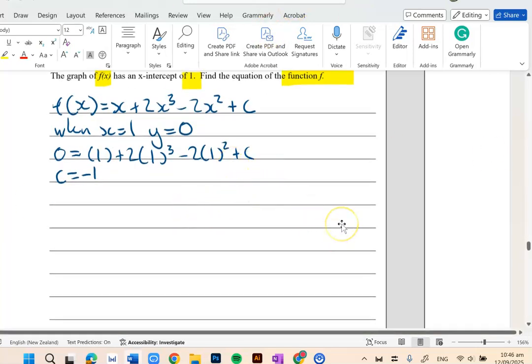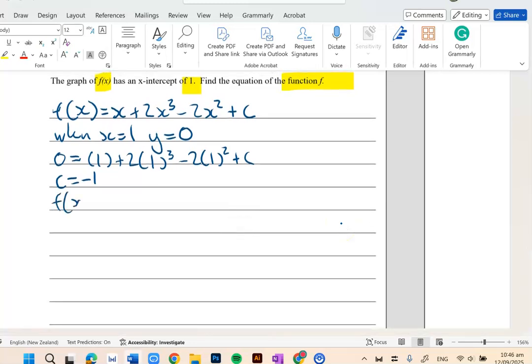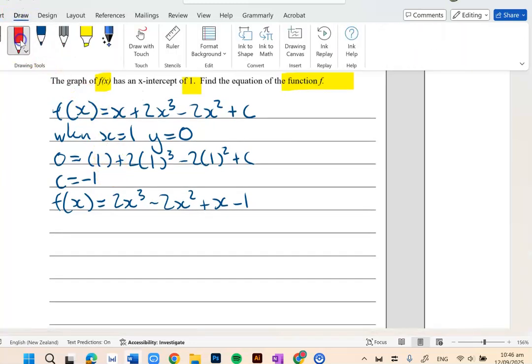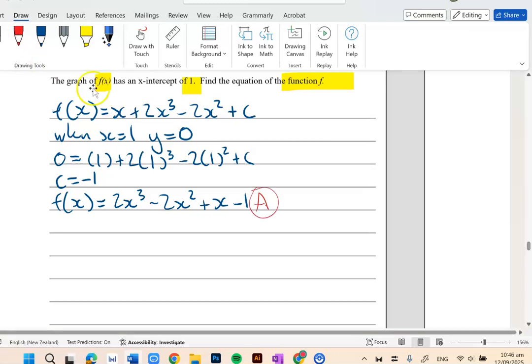So your final equation would just be f of x equals, and if we write it out in the proper form, 2x cubed minus 2x squared plus x minus 1. I've just rewritten it out in the normal form, and this question is worth another achieved. Okay, next question.